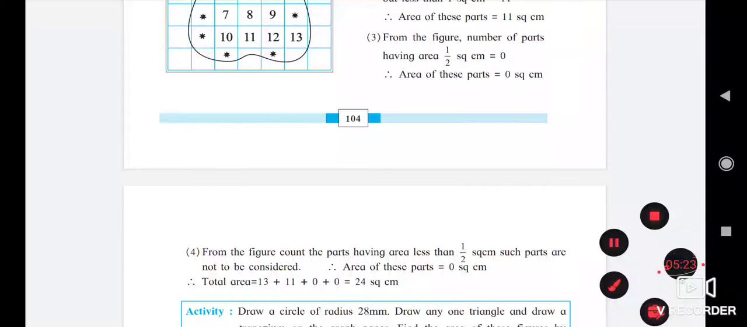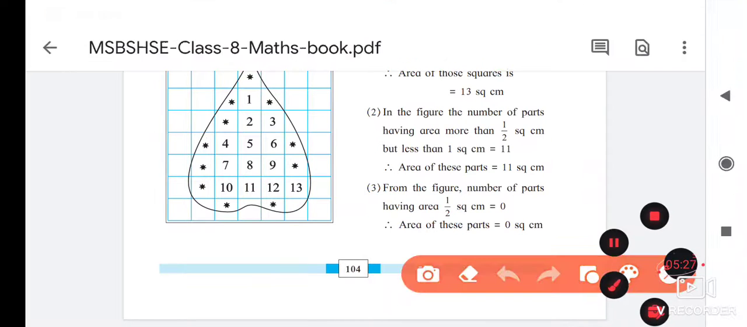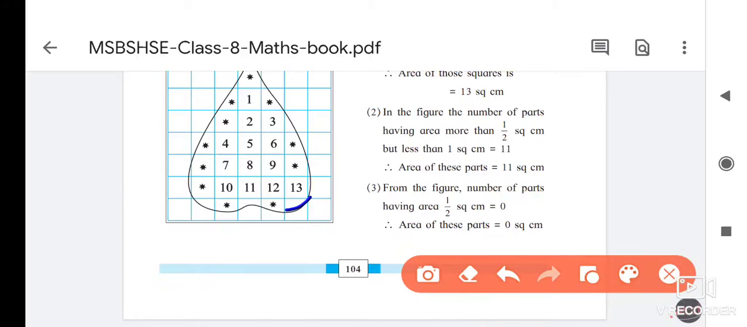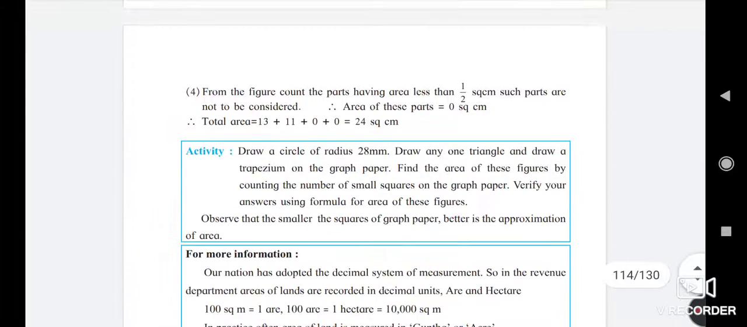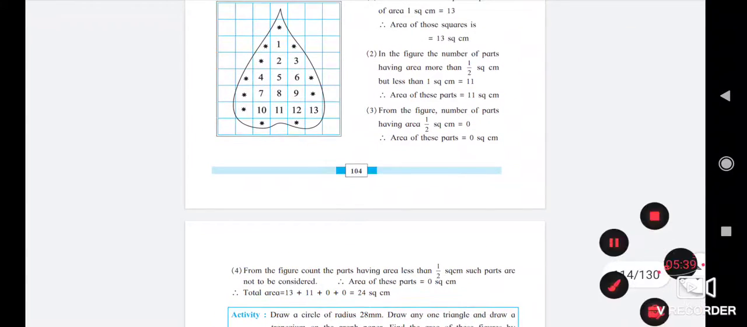And these are also considered here. Less than half area is not counted much, so here 0 is taken. And after that, we have to do the addition of all this. Which numbers' addition do we have to do?